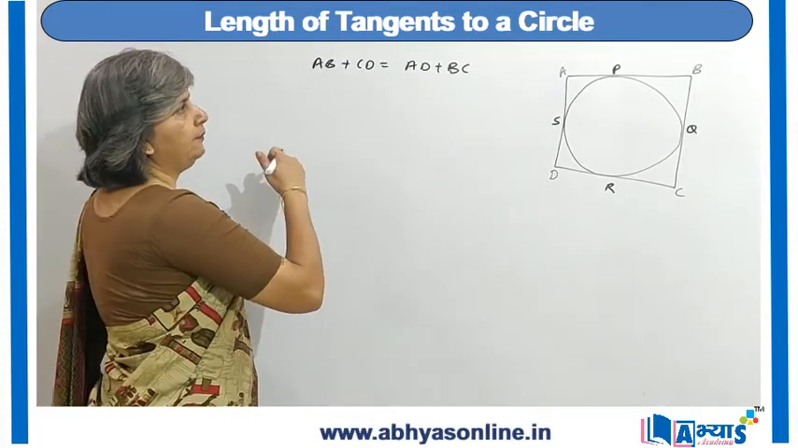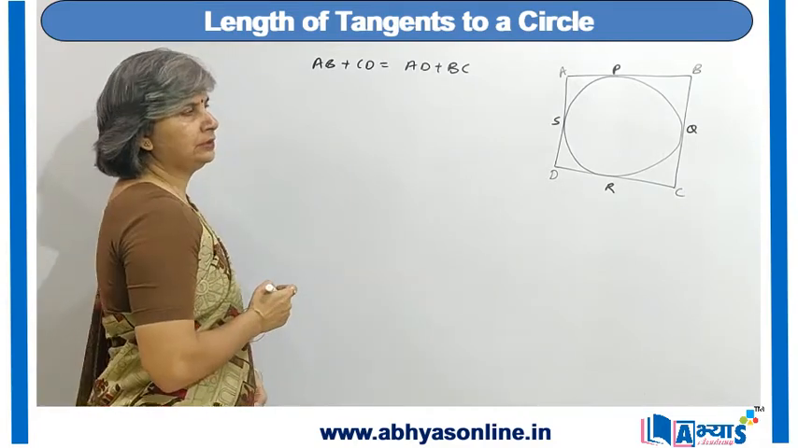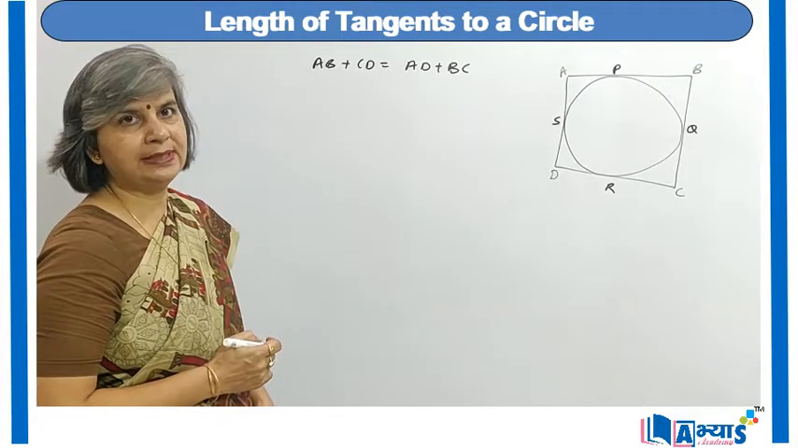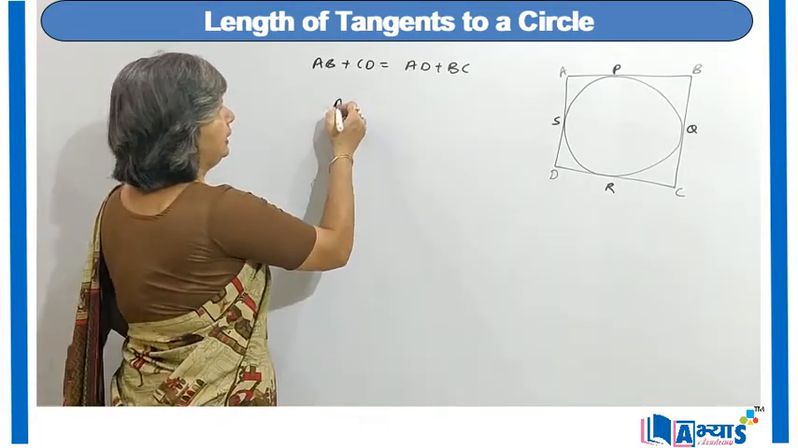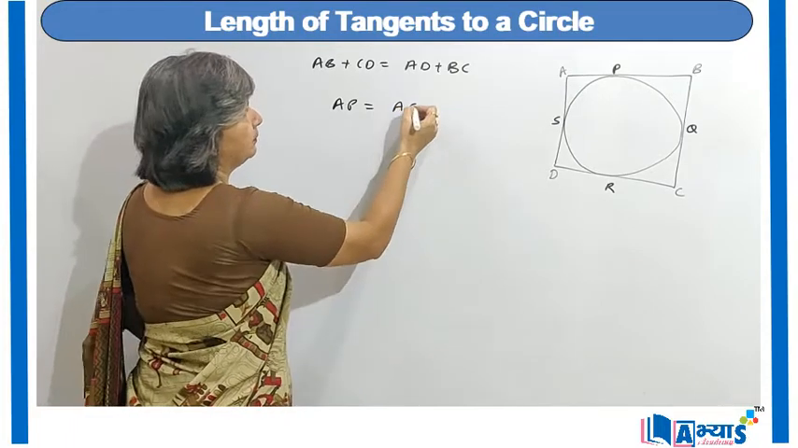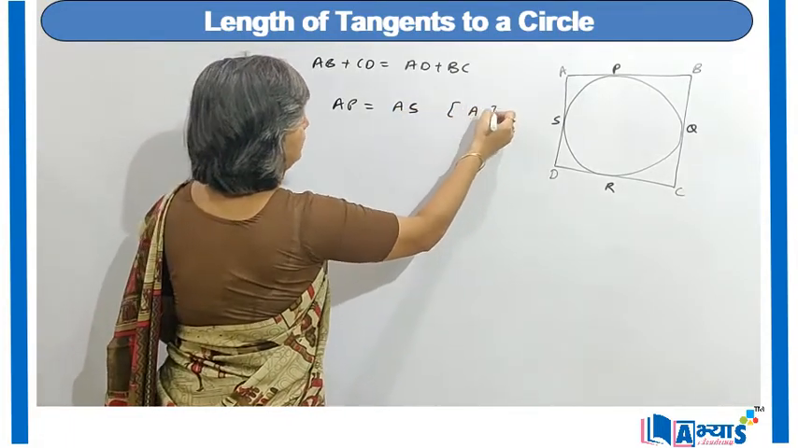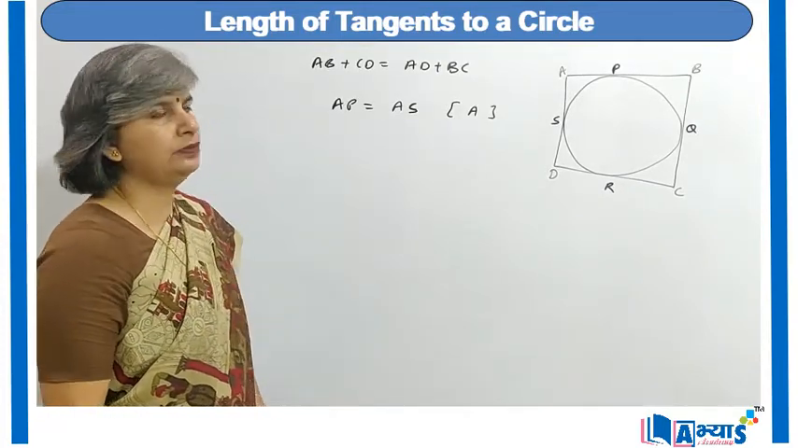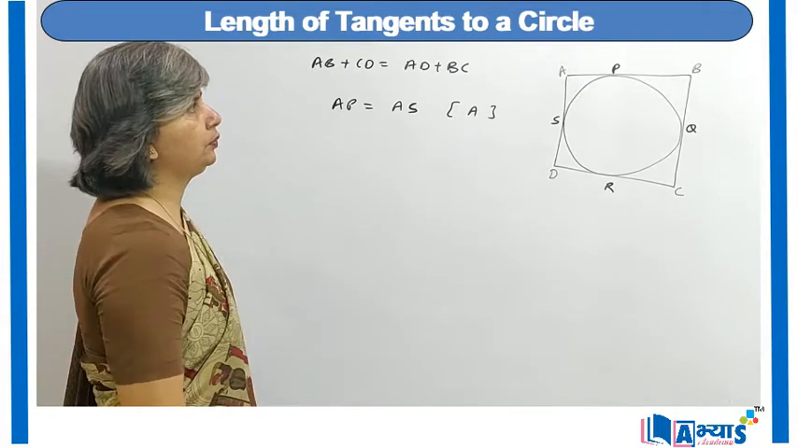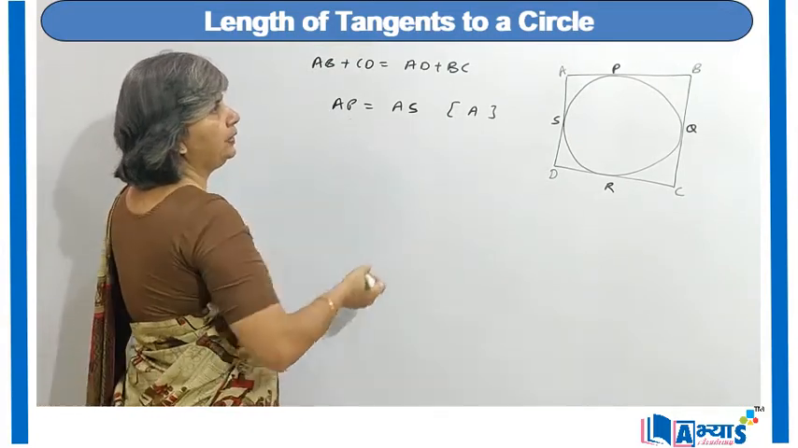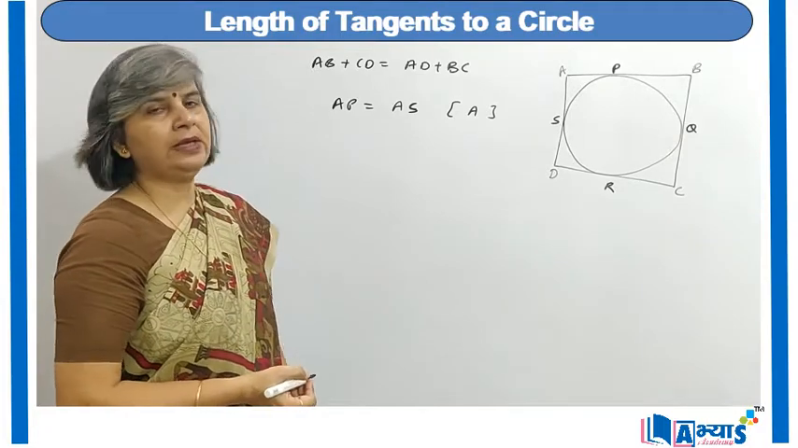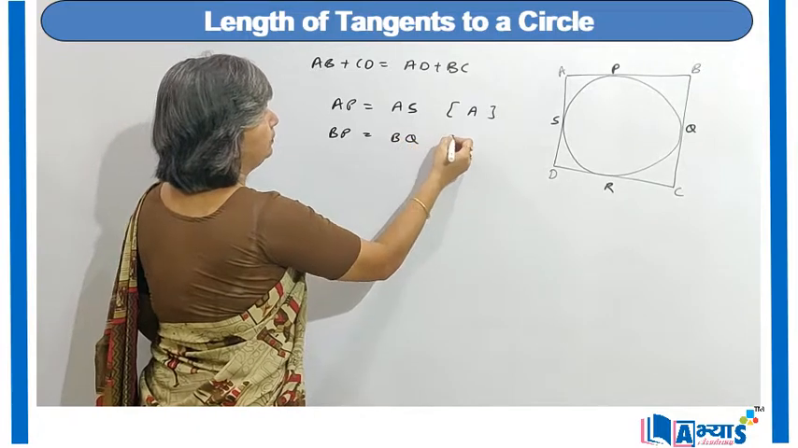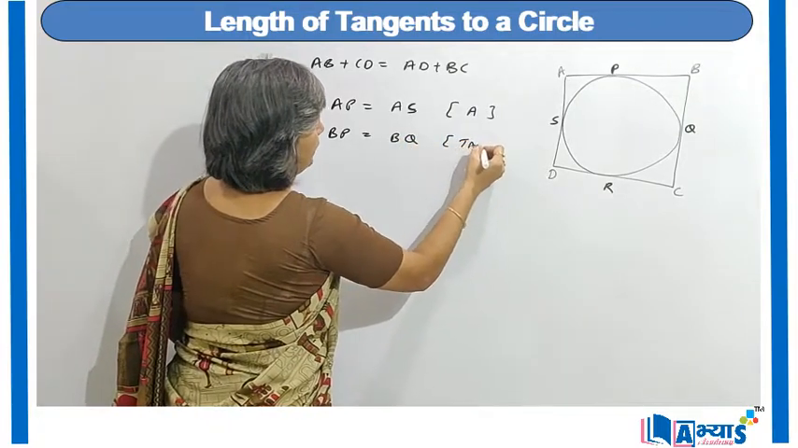As we know, A is a point outside the circle, and the tangents touch the circle at points S and P. So we can say that AP is equal to AS, because from point A we have two tangents, AP and AS, and the lengths of the tangents are equal. Similarly, from point B we have two tangents, BP and BQ, so BP is equal to BQ.